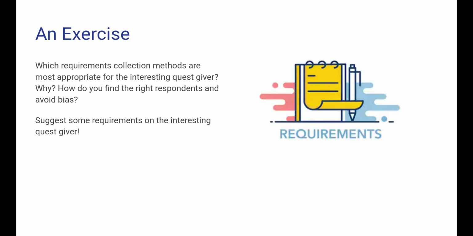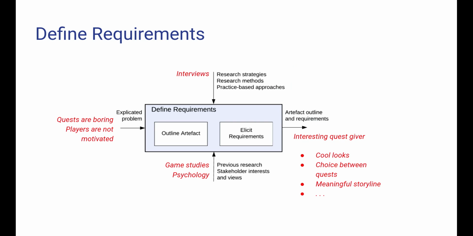Before moving on, please think about useful data collection methods for eliciting requirements on the quest giver, and try to come up with some requirements yourself. This diagram shows some possible requirements on the quest giver. It should have a cool look, there should be choices between different quests, and there should be an interesting storyline. In the diagram, we have also assumed that interviews were used as a data collection method, and that psychology and game design were used as a knowledge base.